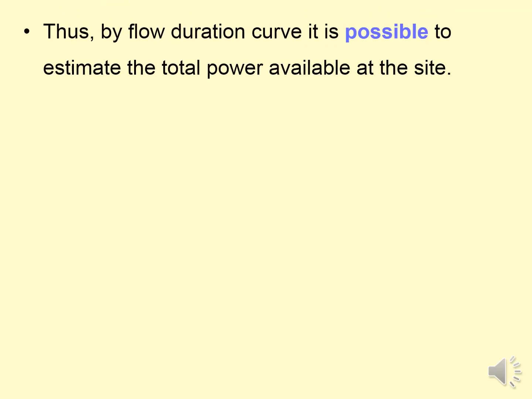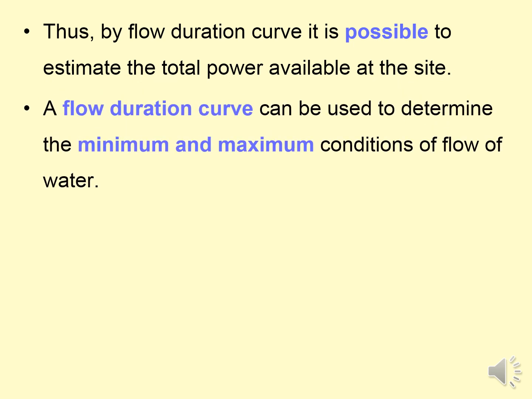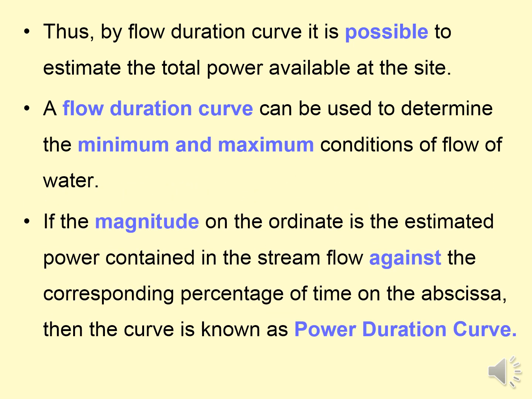So thus by the flow duration curve it is possible to estimate the total power available at that site. So you can also directly calculate the total available power. The flow duration curve can be used to determine the minimum and maximum conditions of flow of the water. If the magnitude of the ordinate is the estimated power content in the stream flow against the corresponding percentage of time on the abscissa, then the curve is known as the power duration curve.